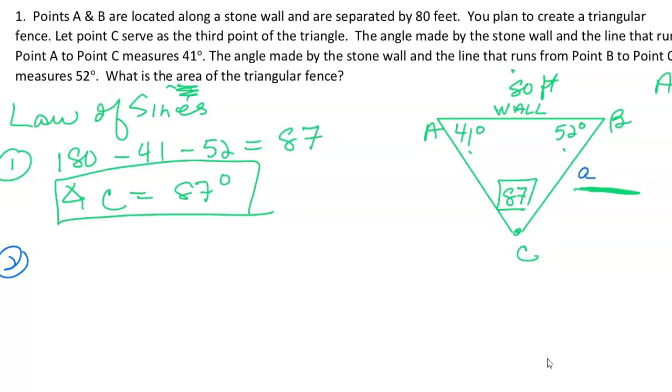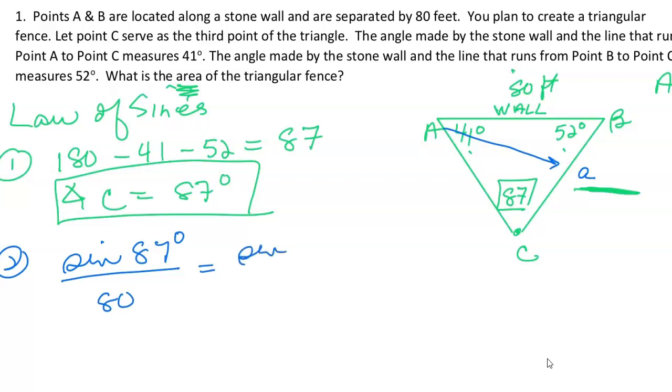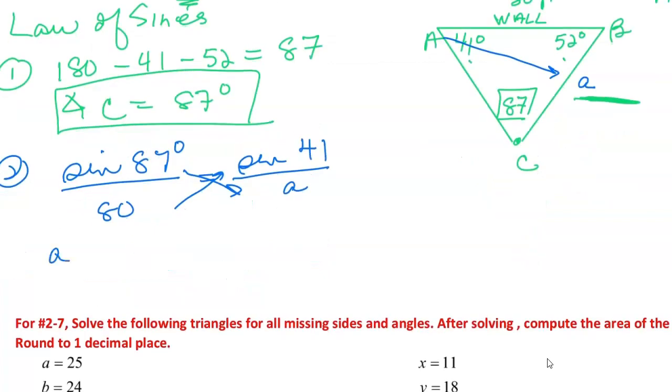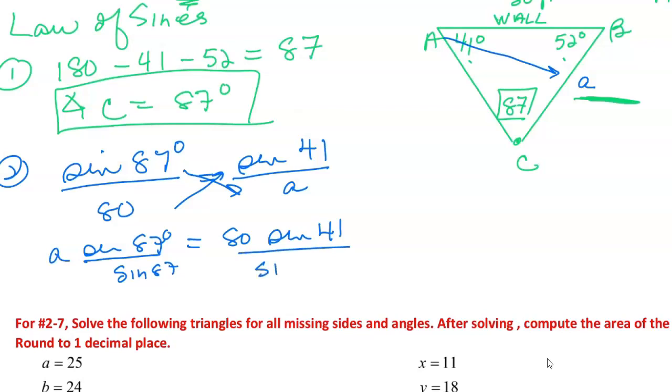Do you agree this is missing side A because it's across from angle A? So to get that, I'm going to use the pairing I just created by getting the 87 degree angle. And I'm going to pair it over its side. And that's going to equal sine of 41 over its missing side. Okay, whenever you have this scenario, do cross products. A times the sine of 87 degrees equals 80 times the sine of 41 degrees. Divide by sine 87, divide by sine 87 to get A by itself.